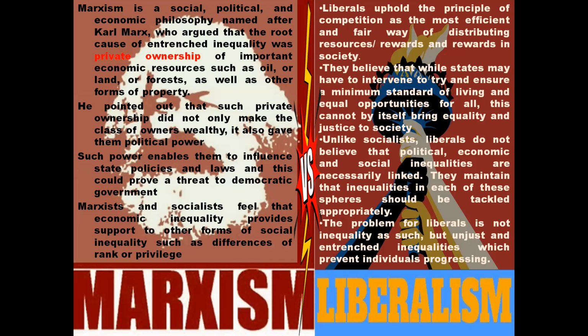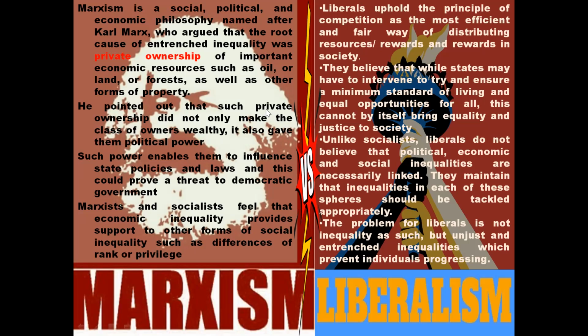power. जिनके पास oil है, जिनके पास railway है, या जिनके पास electricity है, these kind of land है, these kind of resources, then those people obviously become economically well off also and politically powerful as well. So such powers enable them to influence state policies and laws, and this could prove a threat to democratic government. This is what Marxists say because Marx said this.